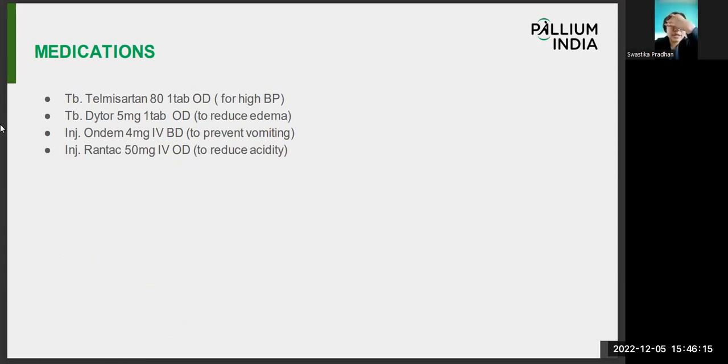Medication: the patient was on tablet telmisartan 80 mg, one tablet OD for high blood pressure. Tablet Diator 5 mg, one tablet OD to reduce edema. Injection Ondem 4 mg IV BD to prevent vomiting. Injection Rantac 50 mg IV OD to reduce acidity.